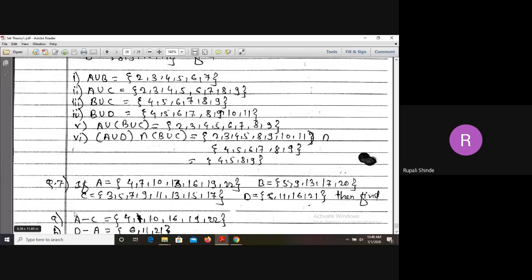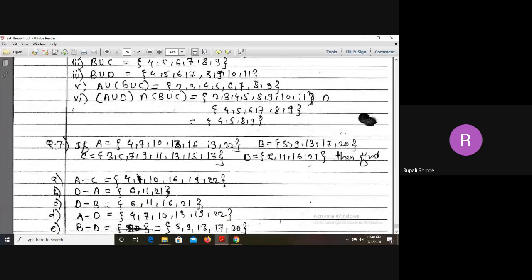We have to find out the elements that are in set B but not in set A. Now check here. Nothing is common between them, so we can keep this set B as it is: 6 elements, 16 and 21.